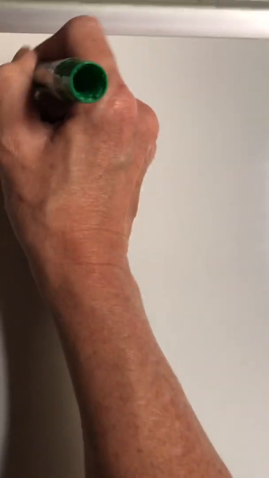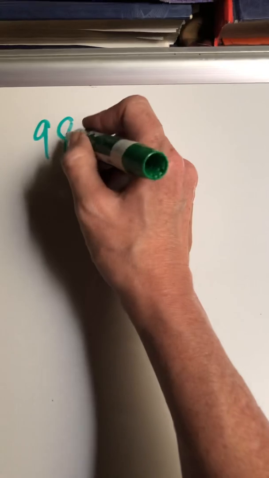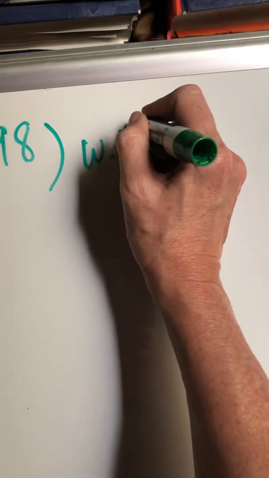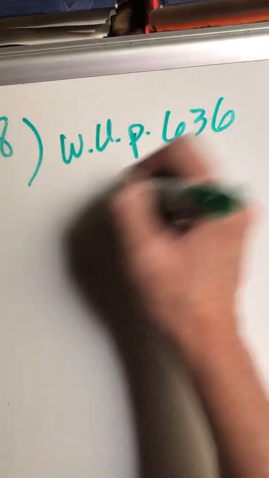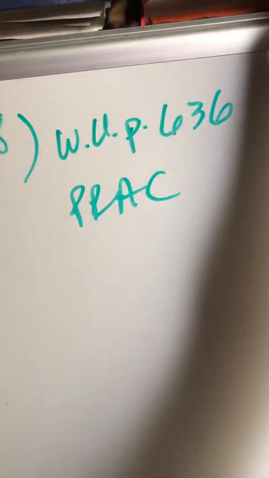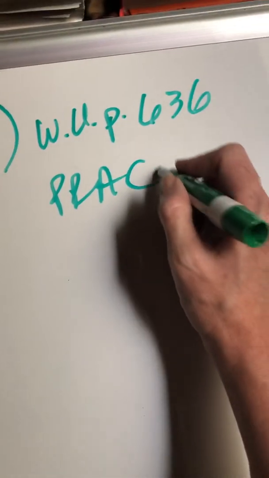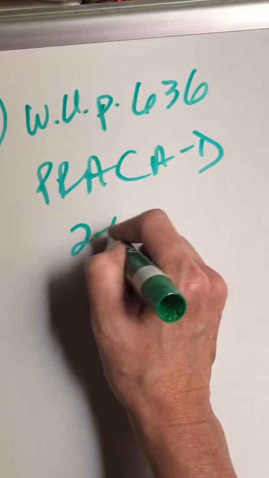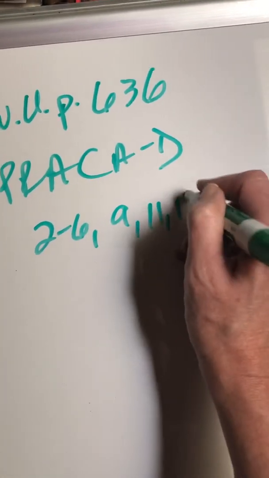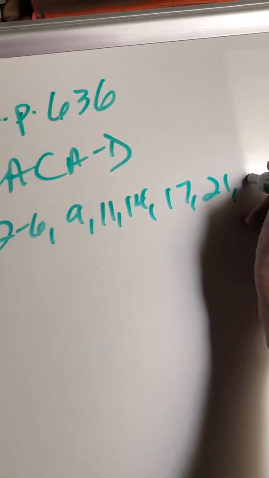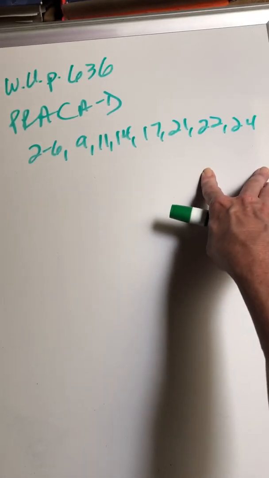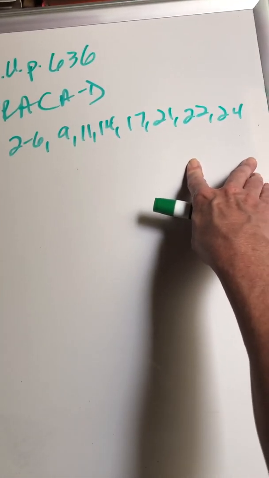So let me go over your assignment for this lesson for 98. Again, it is due Tuesday the 19th. It's due next Tuesday the 19th. So on 98, you're going to do the warm-up on page 636. You're going to do the practice A through D. Then on the lesson, you're doing 2 through 6, 9, 11, 14, 17, 21, 22, 24. Not many. It's not many at all.